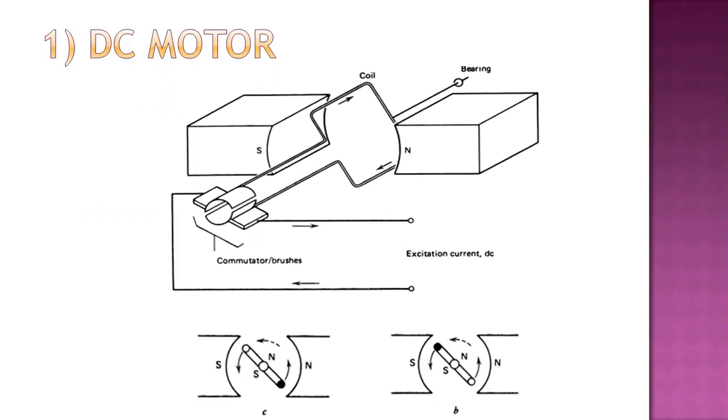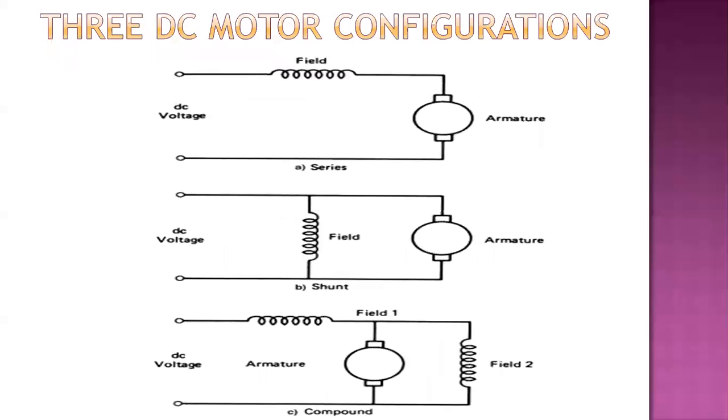Many DC motors use an electromagnet instead of a permanent magnet to provide the static field. The coil which is used to produce this field is called a field coil, and this kind of DC motor is called a wound field motor. The current for this field coil can be provided by placing the coil in series with the armature or in parallel, that is shunt. In some cases, the field is composed of two windings, one of each type. This is called a compound DC motor. So here you can find some configurations for the DC motor.